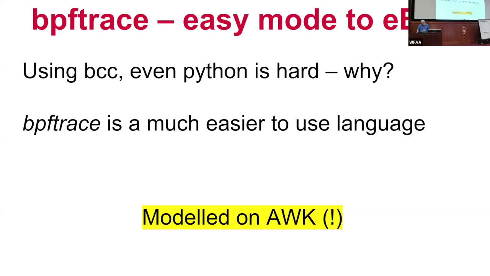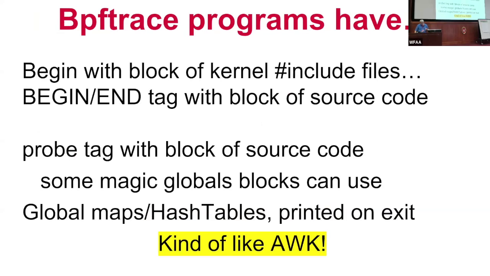No? Okay. So BPF trace programs are much like awk, although they start with some kernel includes to find the symbols they need. But much like awk, they have a tag, kind of like an awk regular expression, that matches the probe where they should run. And then a little bit of C or awk-like code that, when that probe is hit, executes with some magic globals and other stuff. And you get maps and hash tables printed automatically on exit. And this is actually pretty easy to use, even for someone as slow as me.